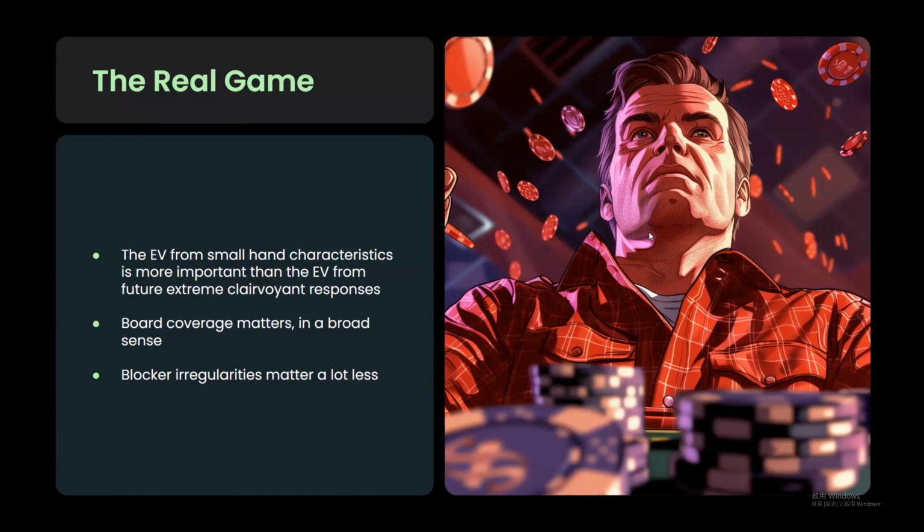And blocker irregularities matter a lot less. This is basically what I'm saying. Board coverage matters in a broad sense, but it doesn't matter if whenever you hit a second pair, it always has a king kicker. That's not something your opponents are ever going to be able to exploit, right? Oh, whenever I check back and the 10 comes and I do hit a 10, it's always with the king kicker. Yeah, I mean, your opponents now could bluff you when they have a king in hand and then check-call you always when they have a king. It's just not very realistic.